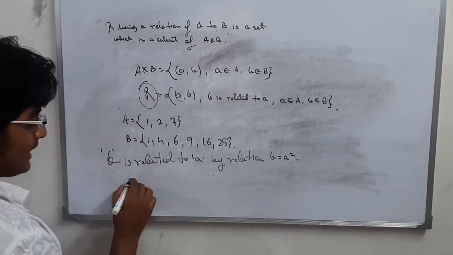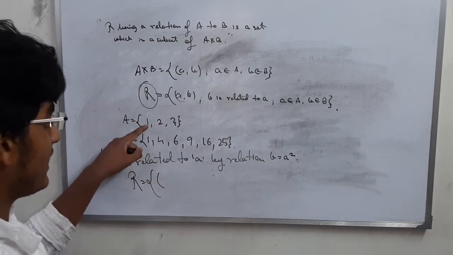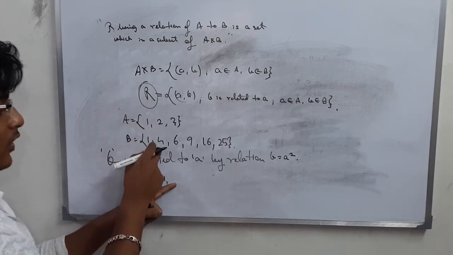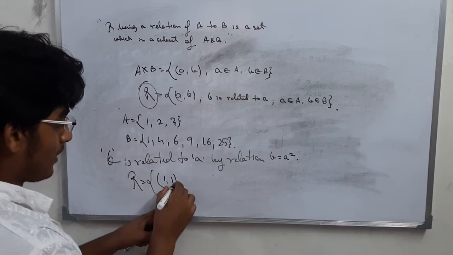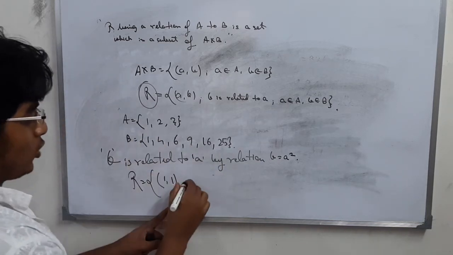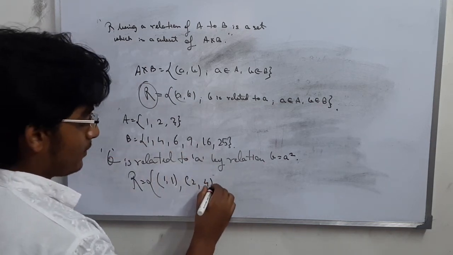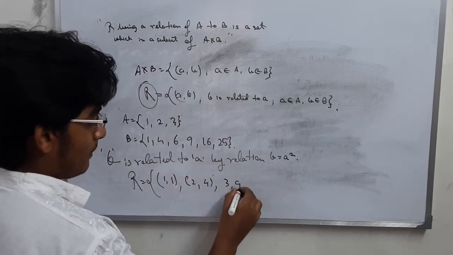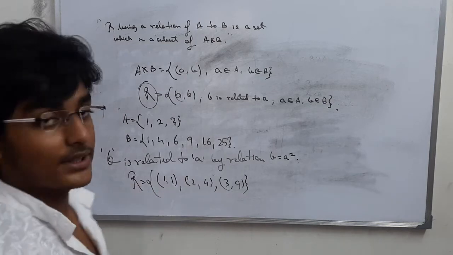This means that the relation set will consist of the first element as 1 and the second element as the square of 1, which belongs to the set B. That means (1, 1). Now 1 has no more square, right? Now we will take 2. 2 has the square 4, which belongs to B. 3 has the square 9, which also belongs to B. But A has no more elements, so this is the subset.